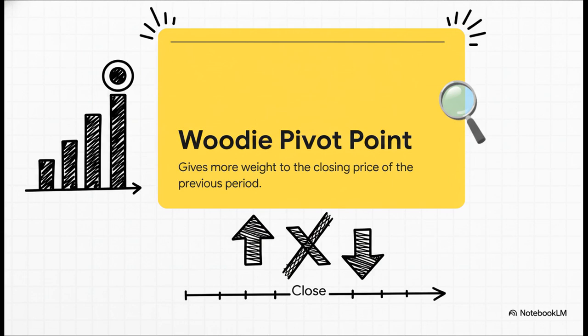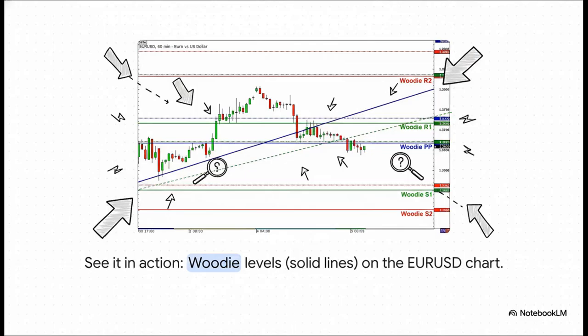So what does this all mean in practice? Well, Woody pivots are really for traders who believe the closing price is the single most significant price of the day. They see it as the final word, the definitive statement on where the battle between buyers and sellers ended. And this can be especially useful in a trending market where that close often signals the dominant feeling heading into the next session.